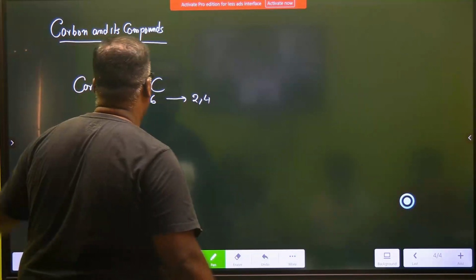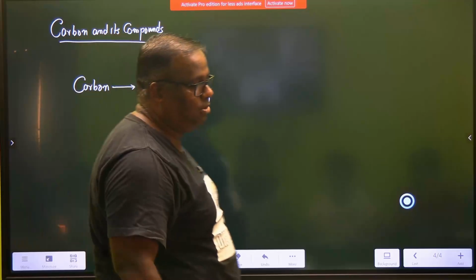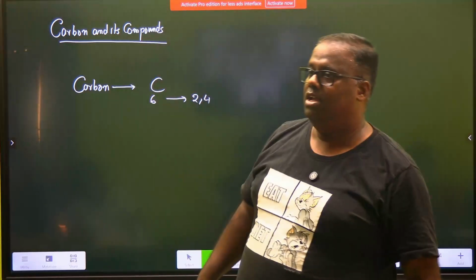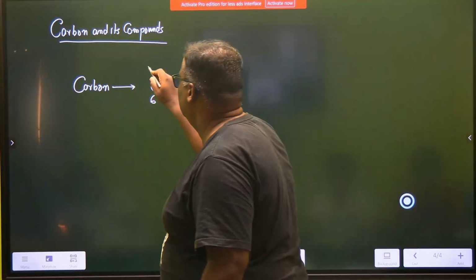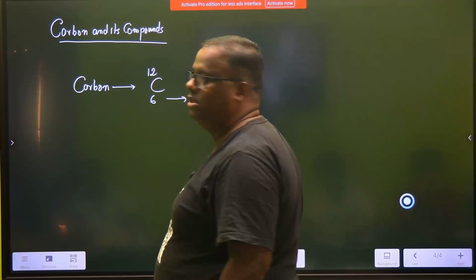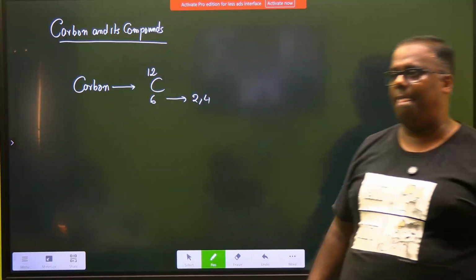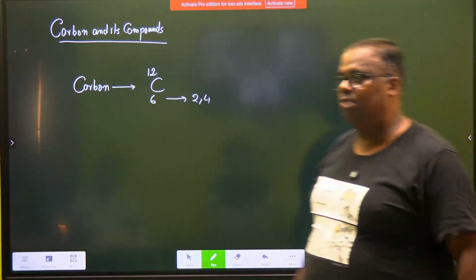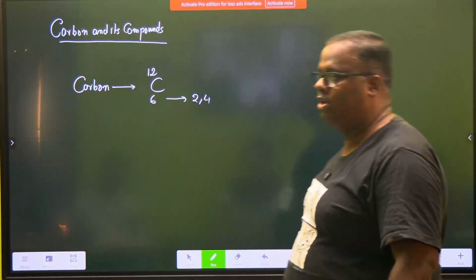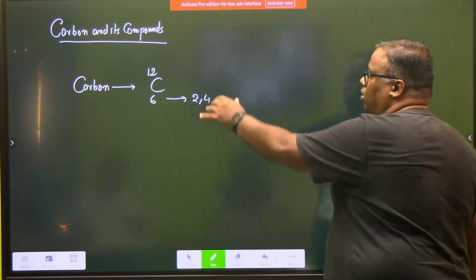Available in 3 different isotopes, carbon 12, carbon 11 and carbon 14. We will be studying more on carbon 12. This is what we will be studying. Carbon 6, carbon 12, carbon 14, 11, 12, 14. Electronic configuration is 4.